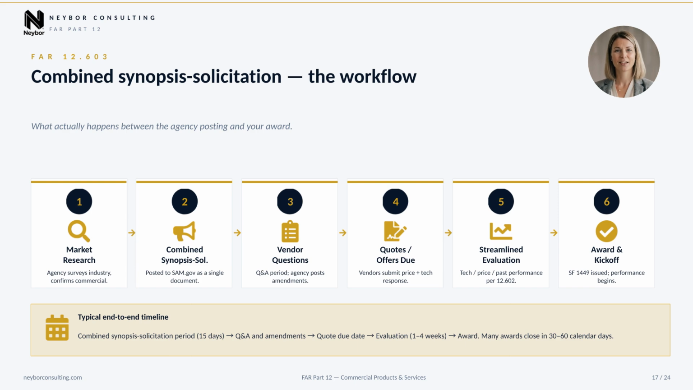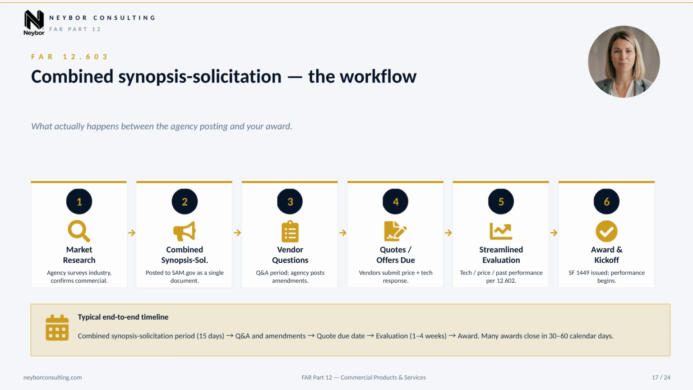Step 2, the combined synopsis solicitation hits sam.gov as a single document. This is your green light. Step 3, vendor questions. Read the amendments carefully because the answers often reshape the requirement. Step 4, quotes or offers due. You submit your technical response and price. Step 5, streamlined evaluation under 12.602: technical, price, and past performance. Step 6, the award. The CO issues an SF 1449 to the winner and performance kicks off.